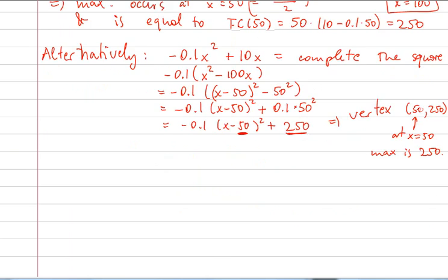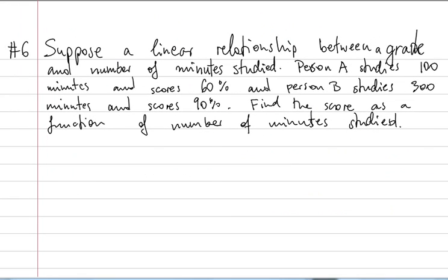Okay, so let's see the next word problem. Suppose a linear relationship between a grade and the number of minutes studied. So you suppose a linear relationship. That means that a grade is a linear function of number of minutes. So if M stands for minutes and G stands for grade, then this relationship is a linear relationship where we have to find A and B.